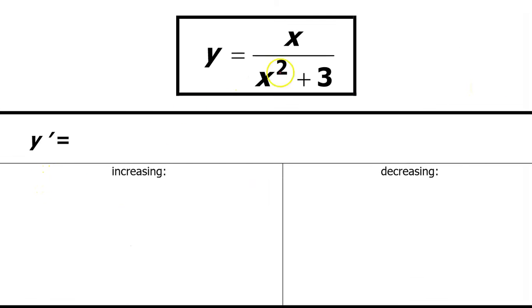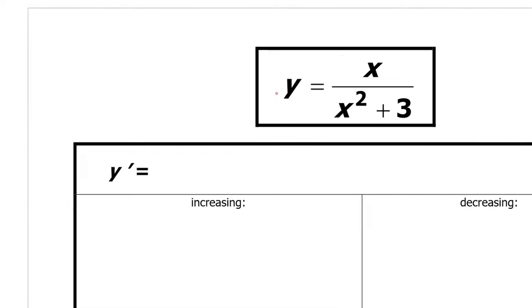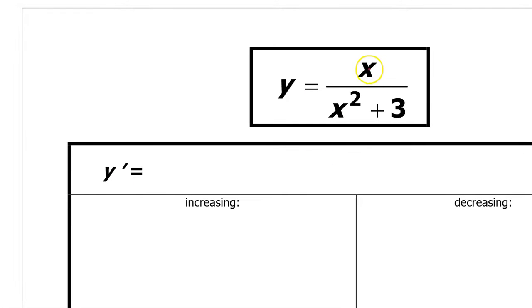Ooh, the next one is a rational function. The first thing we need to do is to find y prime. And this is a quotient, so we're going to need the quotient rule. Y prime equals. The poem for the quotient rule goes low d high less high d low. Draw the line and down below, the bottom squared will go. So let's start with that bottom squared part. X squared plus 3 squared.